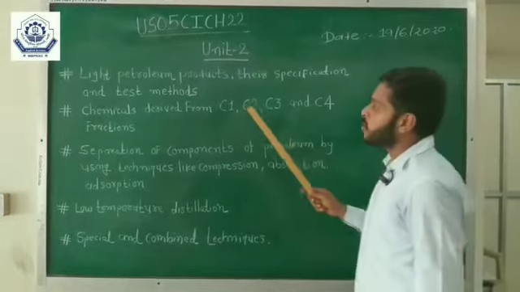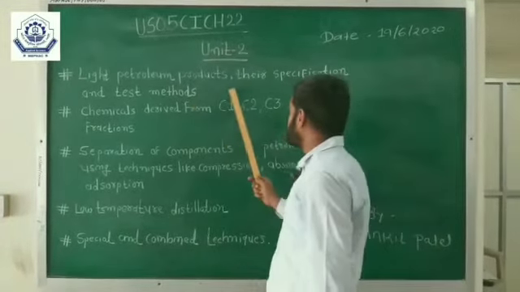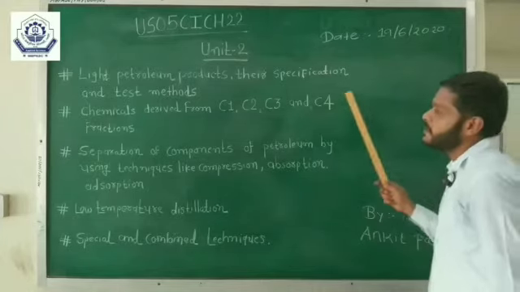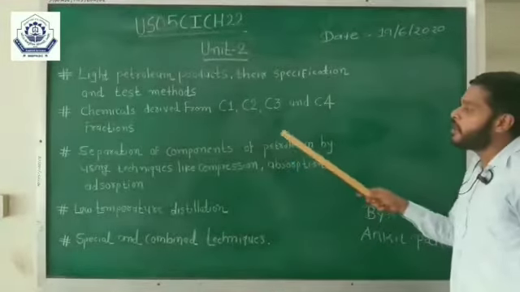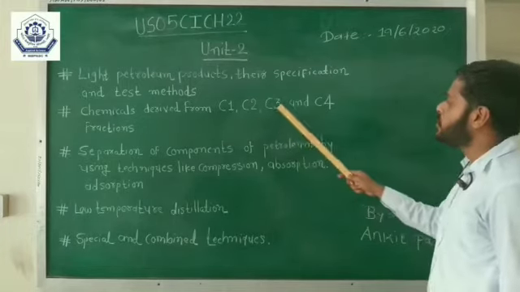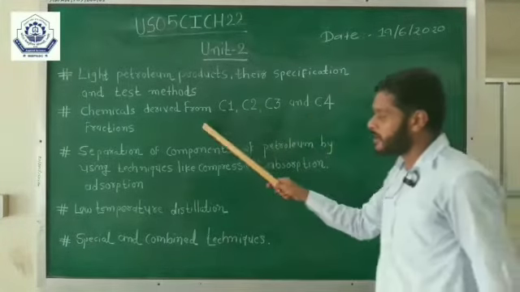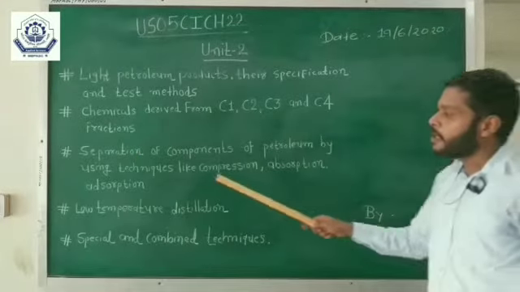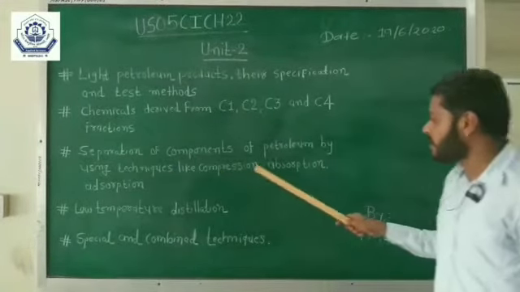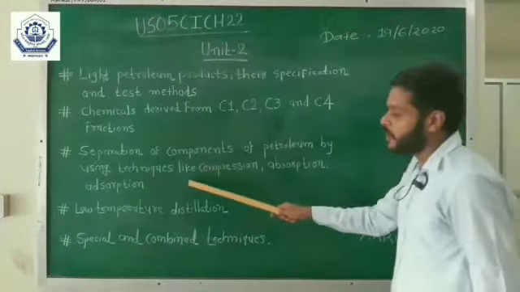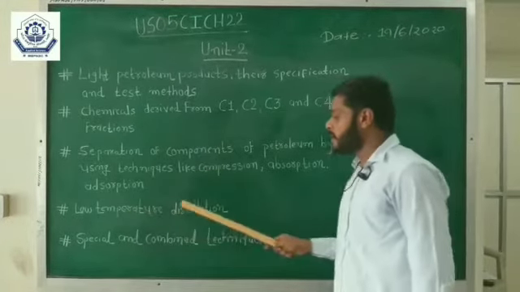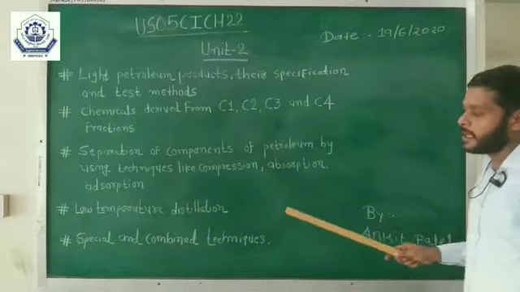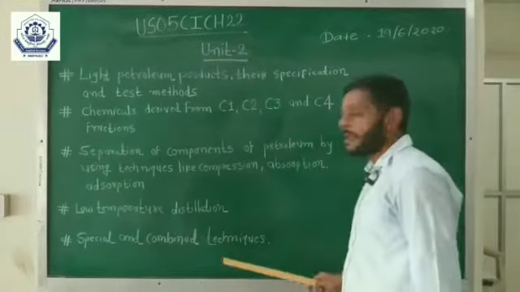Unit 2, the first topic is light petroleum products and their specifications and test methods. Next is chemicals derived from C1, C2, C3 and C4 fractions. Next is separation of components of petroleum by using techniques like compression, absorption and adsorption. Next is low temperature distillation, and the last topic is special and combined techniques.